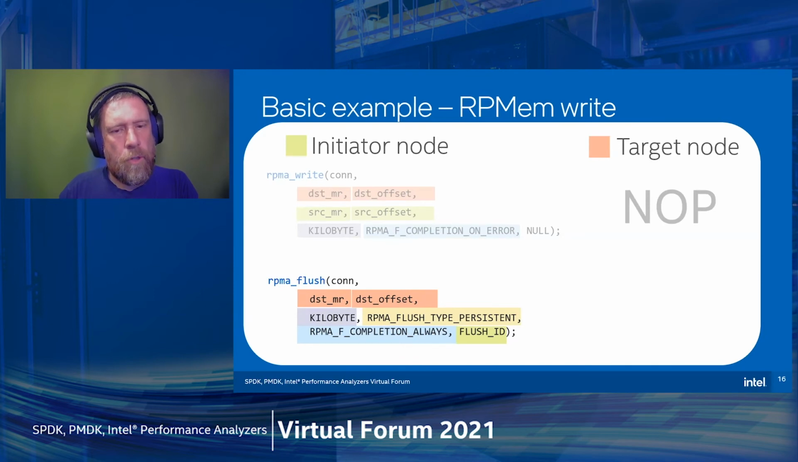After the flush, you have to wait for the completion using another straightforward API call. And that's all. Please observe that there was no software action on the target node. So this way, we have made the first RPMem operation sequence, and the data on the target node is persistent.